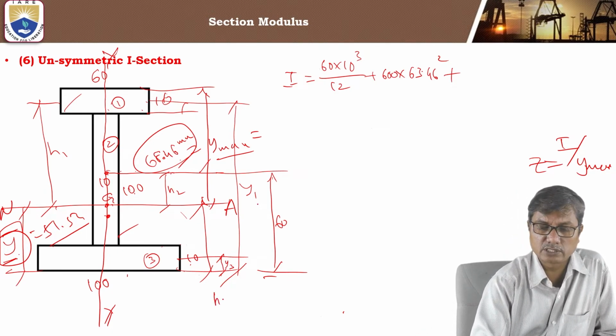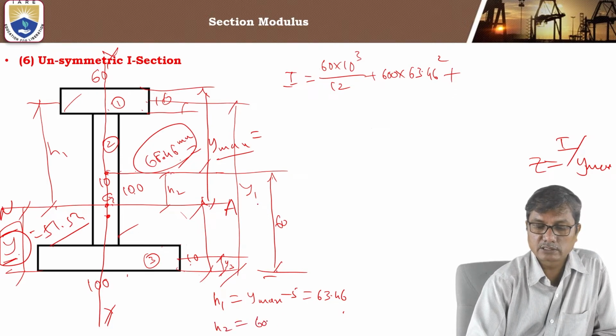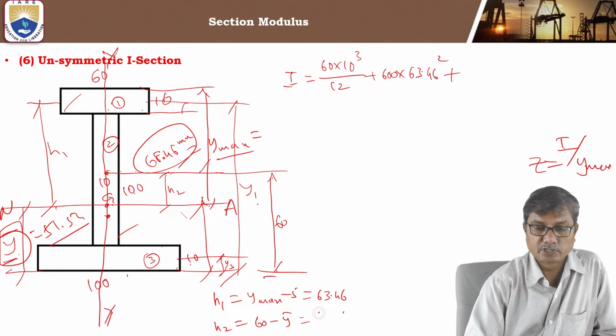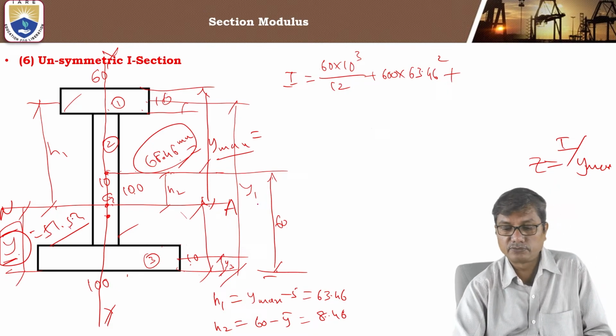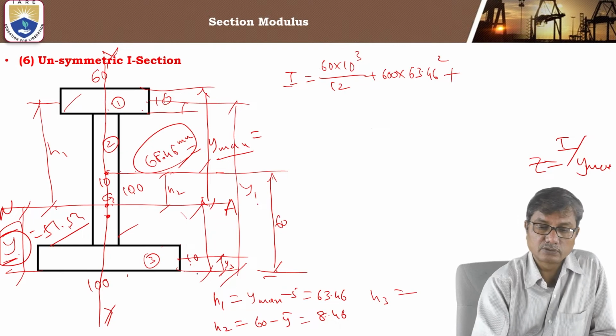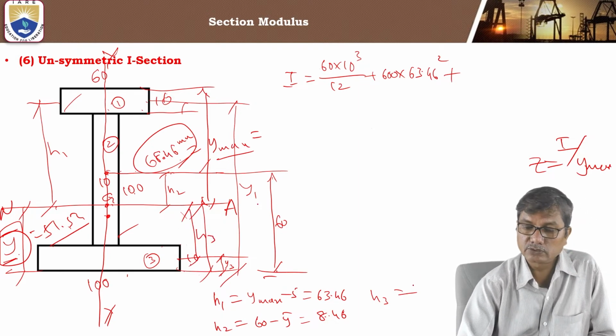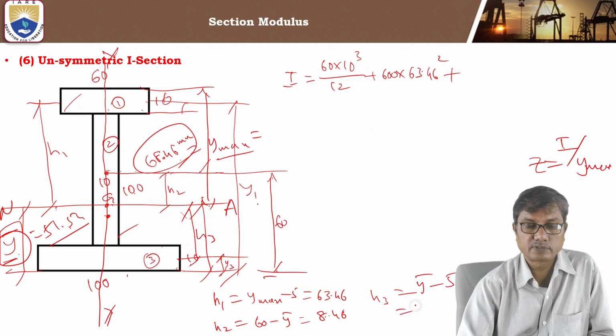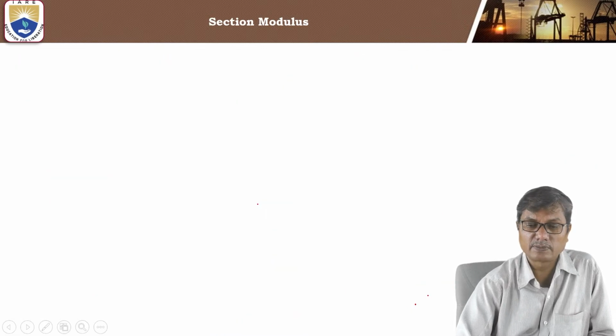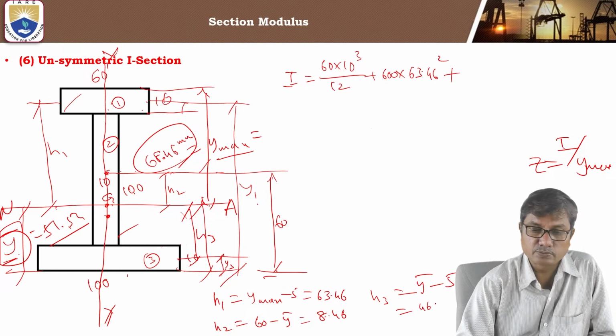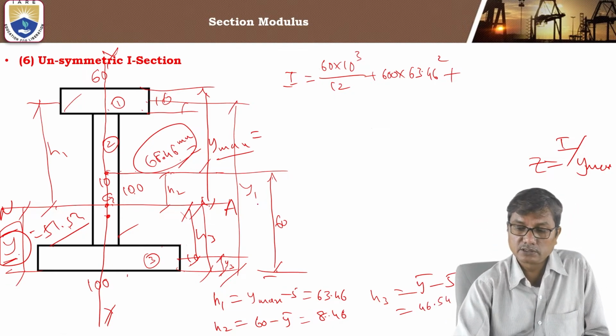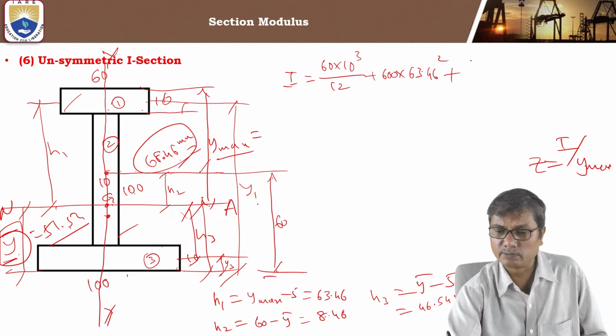Here you have to find h1, h2, h3 separately. h1 is y maximum minus 5, that is 63.46. h2 is 60 minus y bar, that is 8.46, since y bar is 51.54. And h3 for this portion is y bar minus 5. So how much is 51.54 minus 5? That is 46.54. Now we will use these distances in the calculation of moment of inertia.